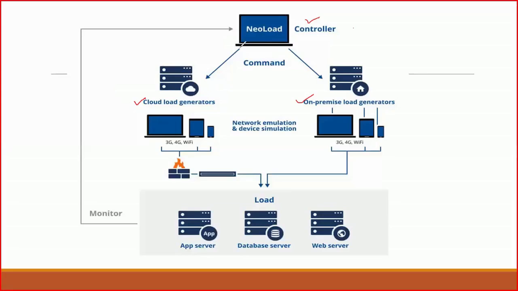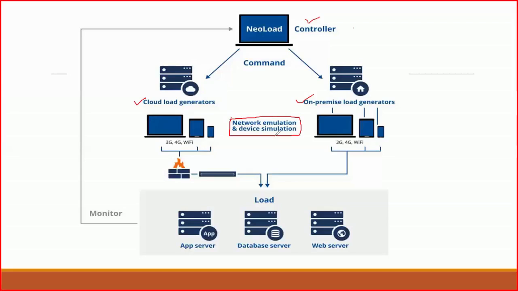The next part of the architecture that we need to know is network emulation and device simulation. Whenever you access an application like Flipkart, you may access it from a laptop, tab, mobile, or desktop, from any kind of device. And you can access it using Wi-Fi or mobile data, whether 5G, 4G, or 3G networks. So you may access that application with different devices and different network speeds.